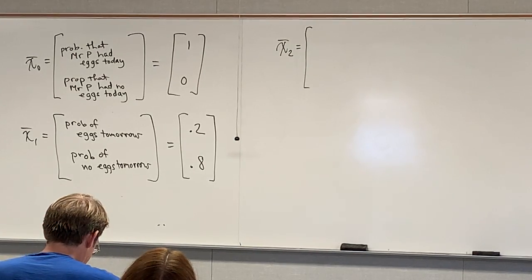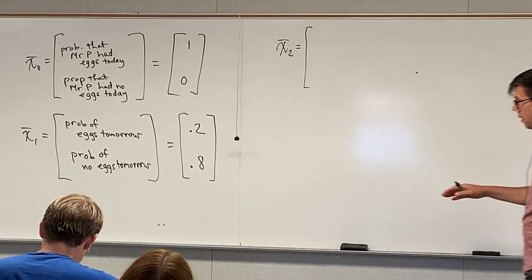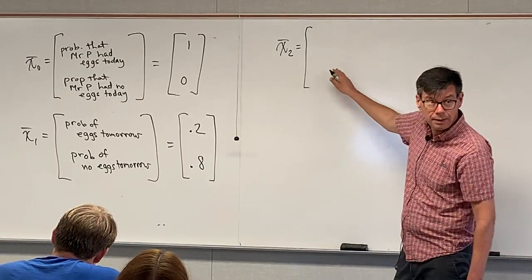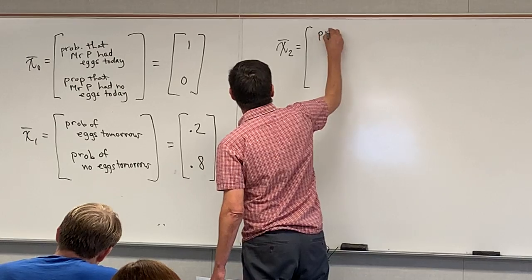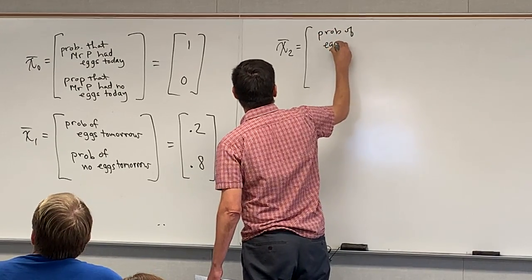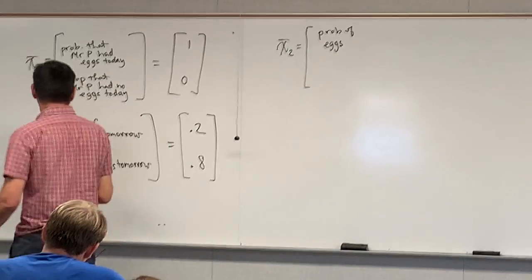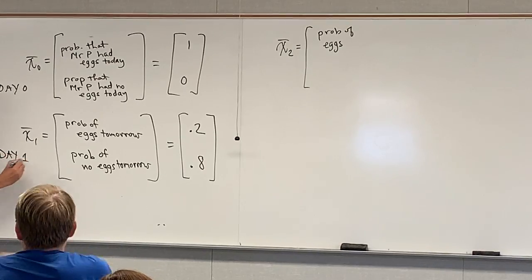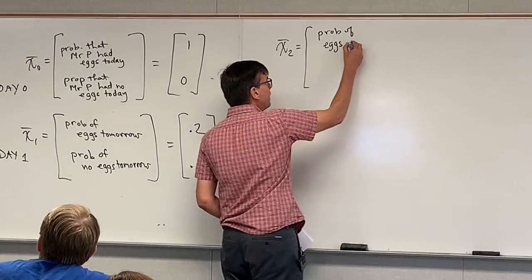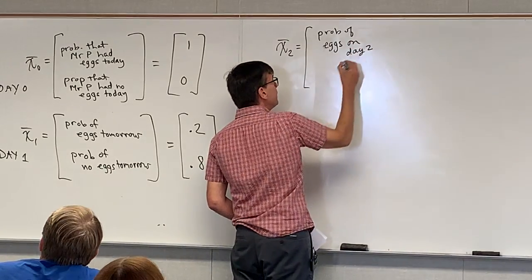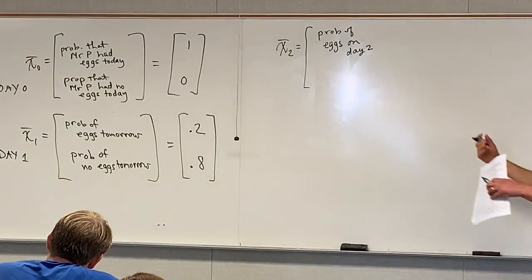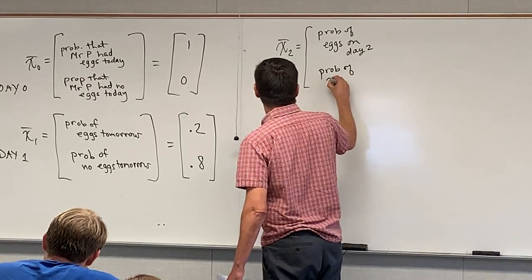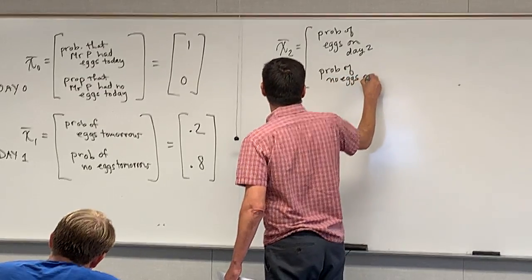So tomorrow I might have eggs and I might not, right? So the next day gets a little bit more complicated. Probability of eggs. Can we call this day 0, day 1, just so the subscripts match up? Probability of eggs on, then I can just say day 2 and avoid some of this, the next day, the day after that kind of talk. And the probability of no eggs on day 2.